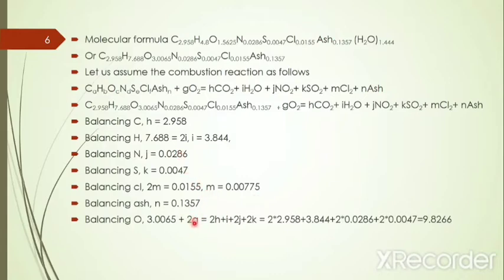Now we have already found H, I, J, K, and only G remains to be found. So substitute all H, I, J and K, and we get 9.8266, and further simplifying, G will be 3.41005. So all other quantities are known. Substitute and solve, we get G as 3.41005. So we have found the stoichiometric oxygen requirement, that is 3.41005 moles of oxygen.